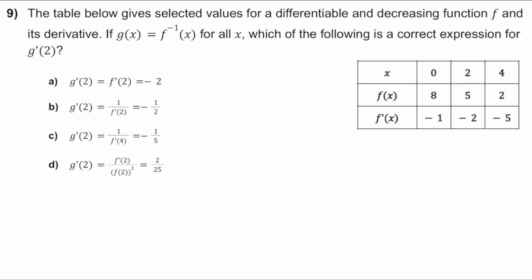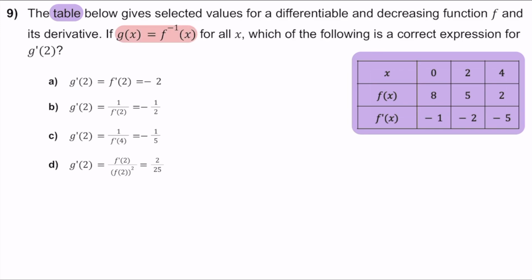The table below shows the selected values for a differentiable and decreasing function f and its derivative. So the table we're talking about is this thing right over here. If g of x is equal to f inverse of x for all x, which of the following is a correct expression for g prime of 2?